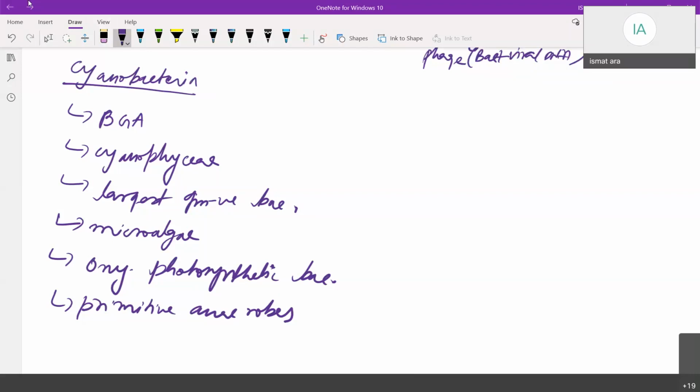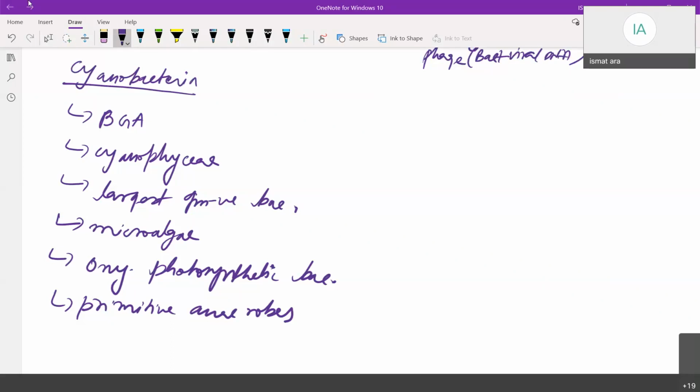Yes, tell me. Ma'am, after microalgae, what is written? Microalgae, oxygenic photosynthetic bacteria. Oxygenic. When earth formation took place, the earlier condition was reducing, meaning no oxygen was there. The first time oxygen came into the earth was with the help of this cyanobacteria. This cyanobacteria performed photosynthesis under anaerobic condition, and after photosynthesis, oxygen was released into the environment. With this oxygen, the anaerobic condition of earth was first converted into aerobic condition.